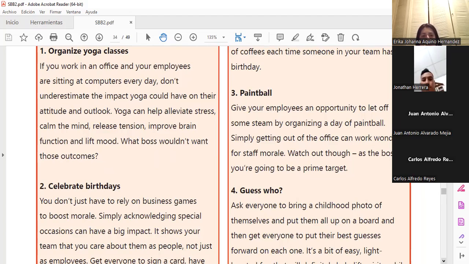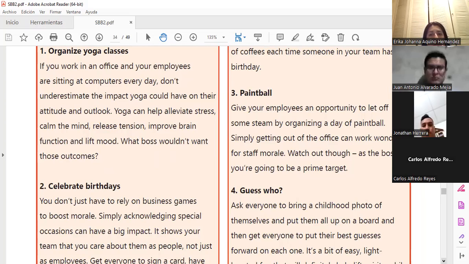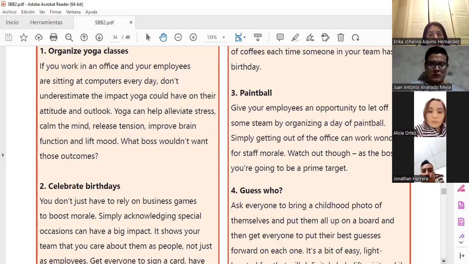Remember that most of our life is spent in the workplace. So we have to have a very good environment so we can feel comfortable going to work. Sometimes people say, I don't want to go to work. Oh, I don't like that job anymore. Because something is not right in the environment.